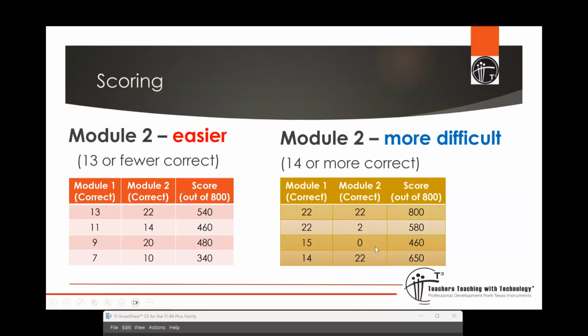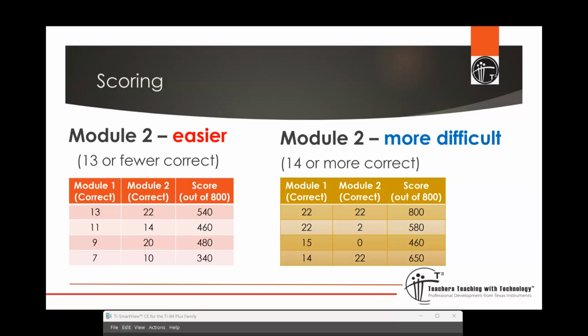And so if you take a look at the first row on the left, a student only got 13 right in the first module, they just missed that cutoff, but they got everything right in the second module, they finished out with a 540. But if you look at the student, we could go down to the bottom 2 rows, who barely got in with a 14 or 15, even if they didn't get any correct in the second, they still ended up with a pretty decent score. Now, that's probably not a scenario that happens too often, where they get 15 right on the first one and none on the second, but certainly it's not going to penalize them for taking the more difficult module.